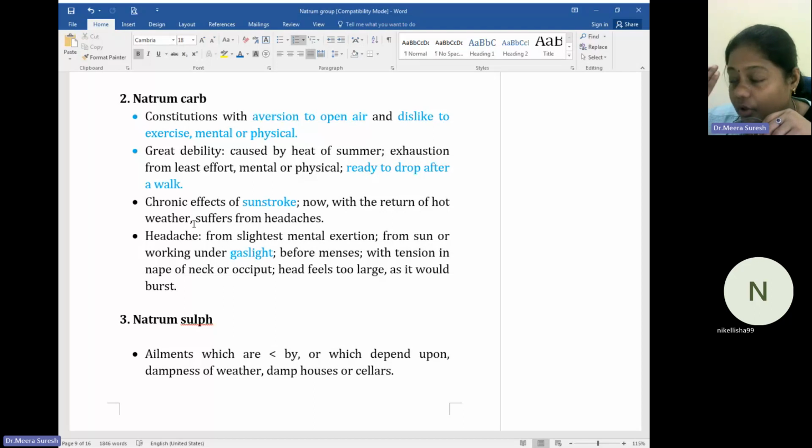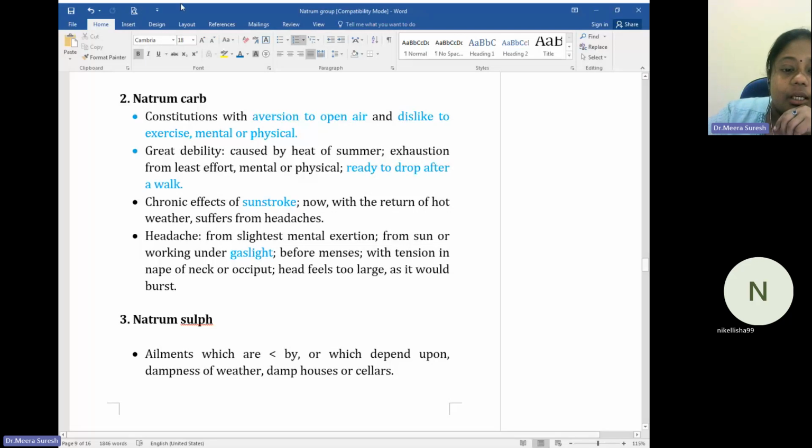Natrum mur is mostly the frontal region, the temporal region, the left-sided, as we told. And natrum carb, they have a sensation that this head feels too large as if it would burst, doesn't matter even if you forget. More important will be this one, aversion to open air, whatever I put in blue, a dislike to exercise, avoiding open air, and even greatly exhausted from sudden walking, the chronic effects of sunstroke, and headache from gaslight, especially occipital. So that will be the important features.